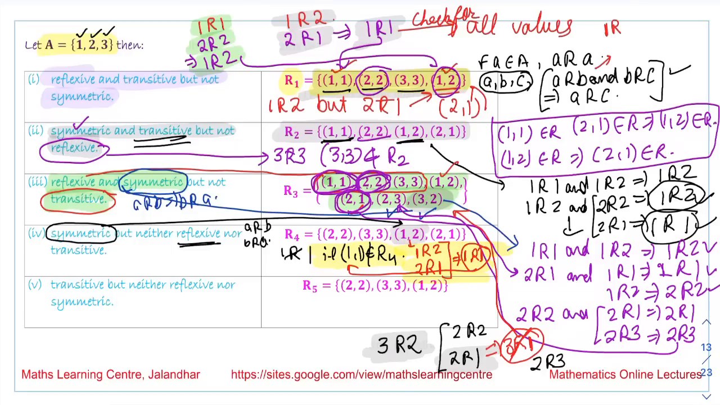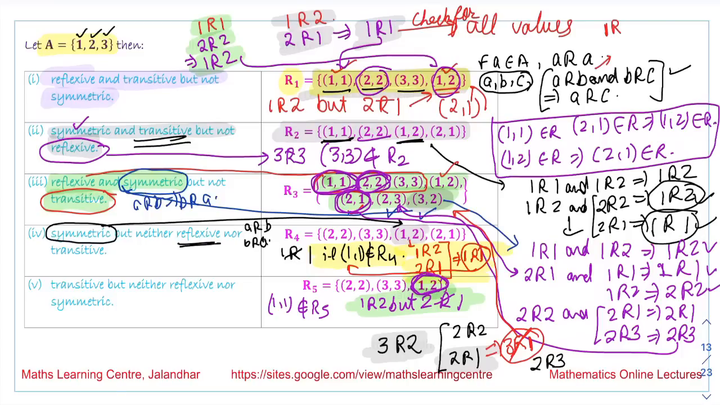Next is the relation which is transitive but neither reflexive nor symmetric. So clearly the element (1,1) is not there. So this relation is not a reflexive relation. For (1,2), 1 is related to 2 but 2 is not related to 1. For this element we are talking about, we have 1 is related to 2 but 2 is not related to 1. So this relation is not symmetric, but this relation is transitive.